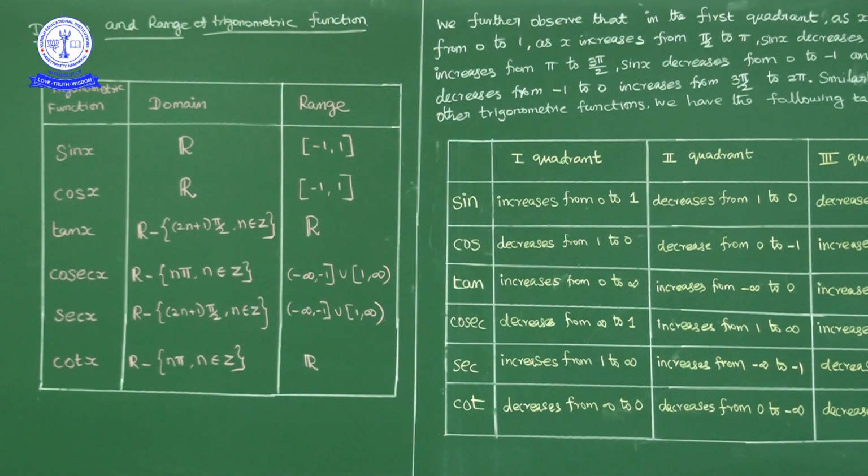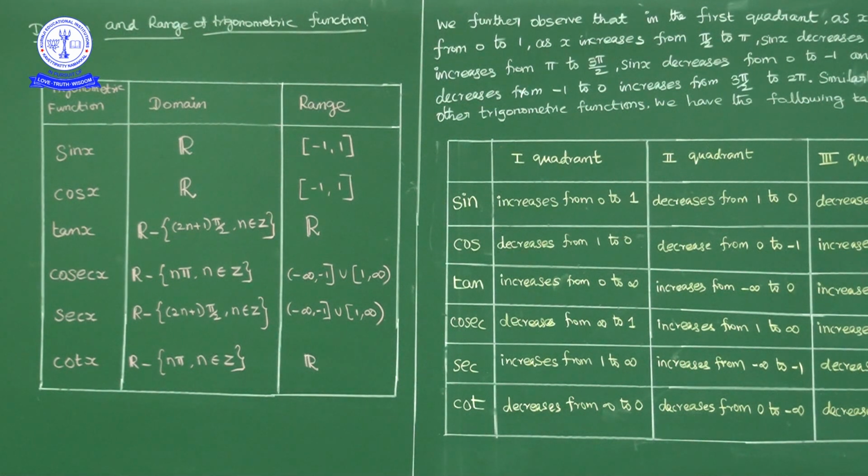Now what about the range? The range of cosecant x is minus infinity to minus 1, with minus 1 included, union 1 to infinity, with 1 included. So cosecant x is either less than or equal to minus 1, or greater than or equal to 1. This is the range of cosecant x.